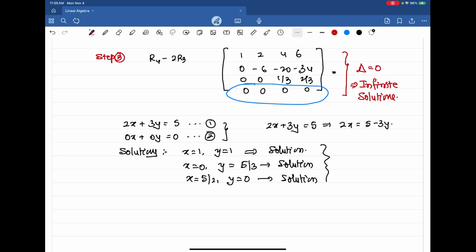Characteristic equation is nothing but an equation obtained from the matrix formed by A minus I lambda, and the determinant of that is equal to 0.